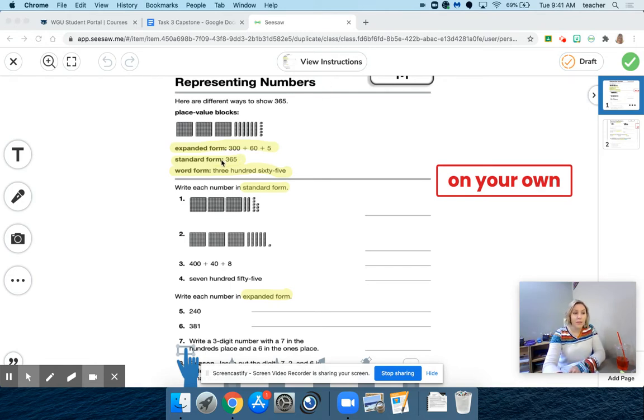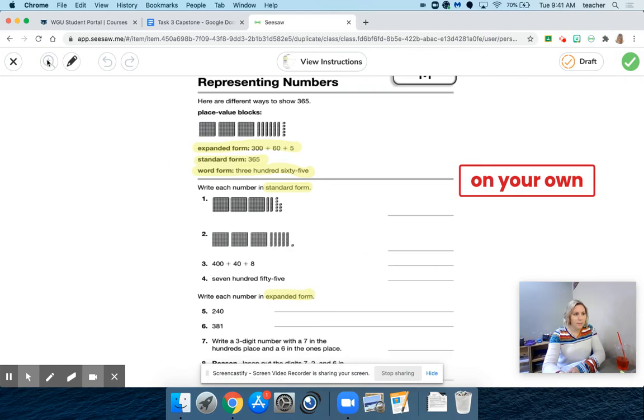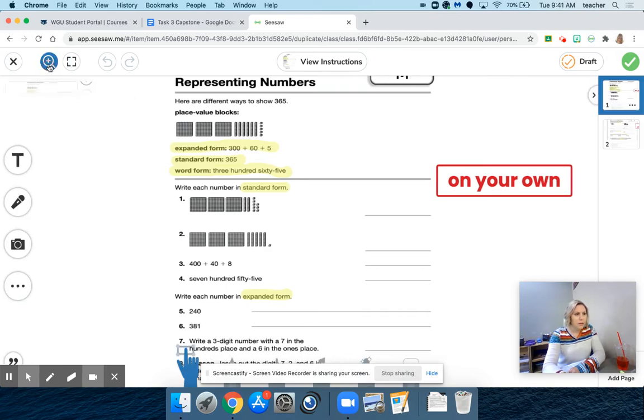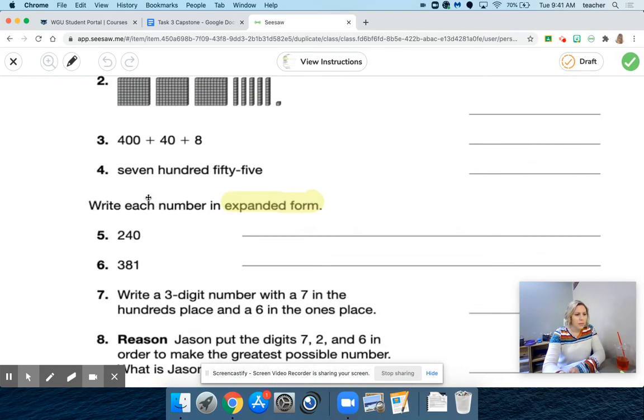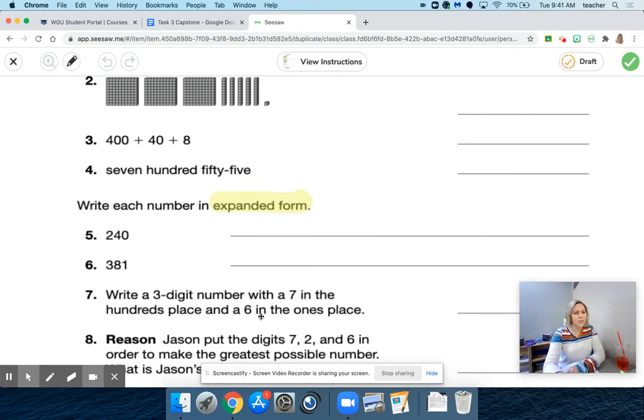It gives you examples up here of what expanded form, standard form, and word form are. I also highlighted which ones need to be in standard form, 1 through 4, and expanded form, 5 and 6. If you look at the bottom, let me zoom in a little bit. Number 7 says, write a 3-digit number with a 7 in the hundreds place and a 6 in the ones place. Now it doesn't give you the tens place. You can choose a number in the tens place. It could be any number because it doesn't tell you which number to use.